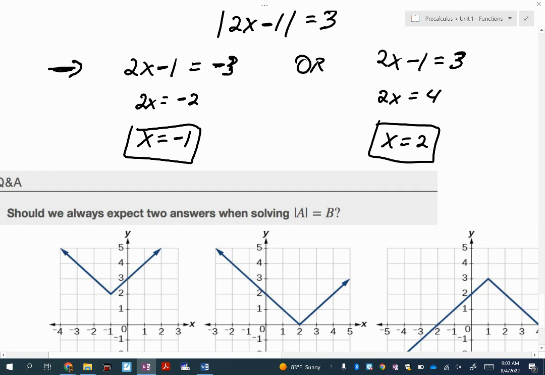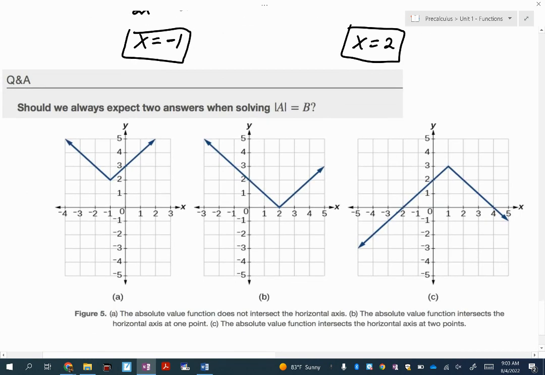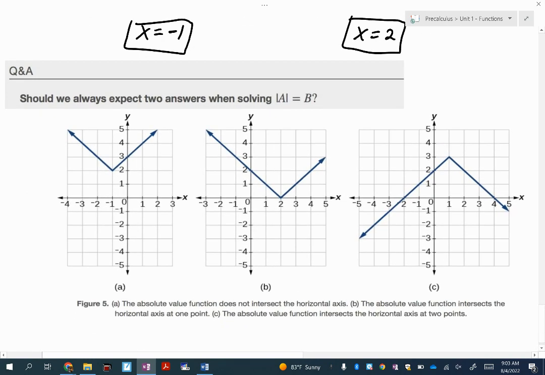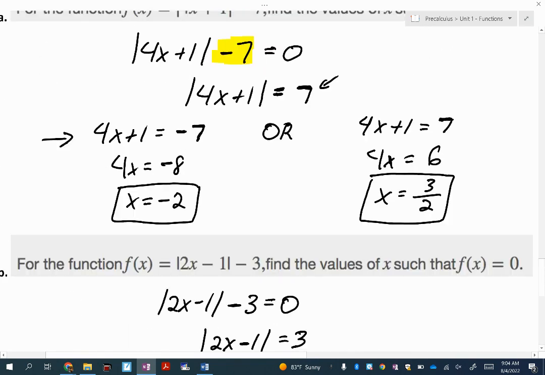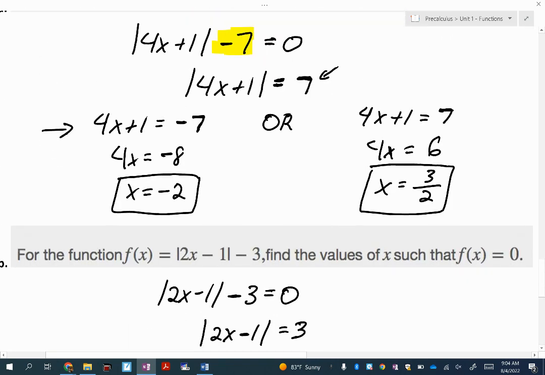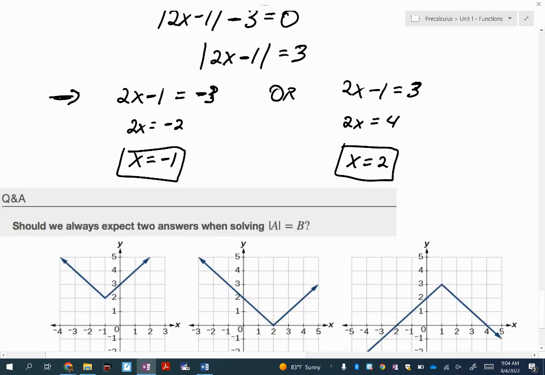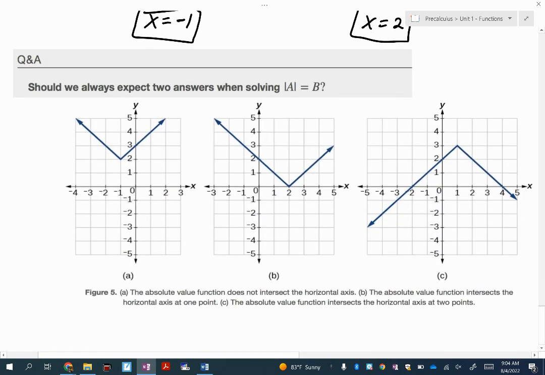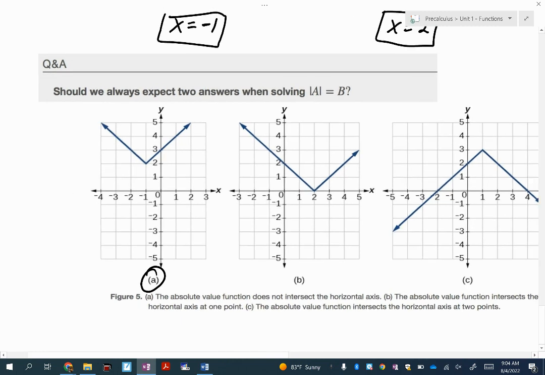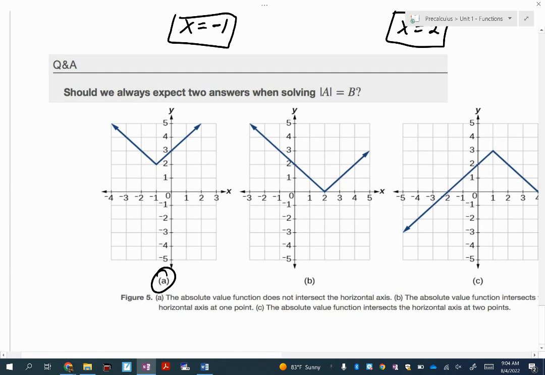So that's the process for how you want to solve these absolute value equations. Now, the last thing, just to take a moment, is should we always expect two answers when solving these? I already alluded to this earlier, that you have the potential for two answers. For example, like I said earlier, if your absolute value is isolated and equal to a negative, you're not going to have any x-intercepts. So this example A is an example where when you isolate the absolute value, it would be equal to a negative. So in this case, we have 0 solutions.